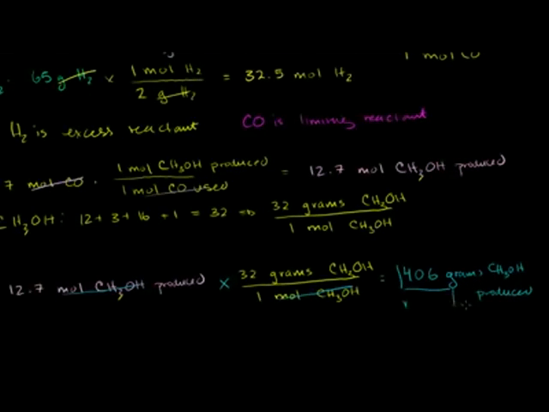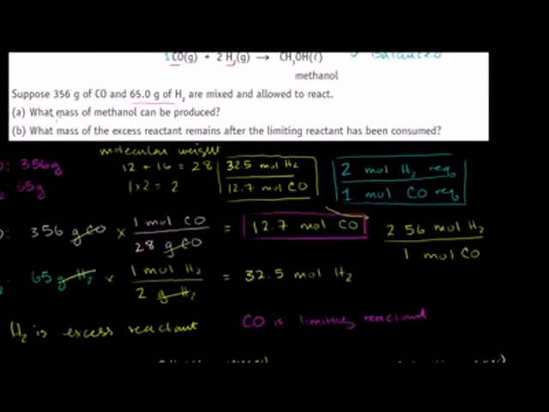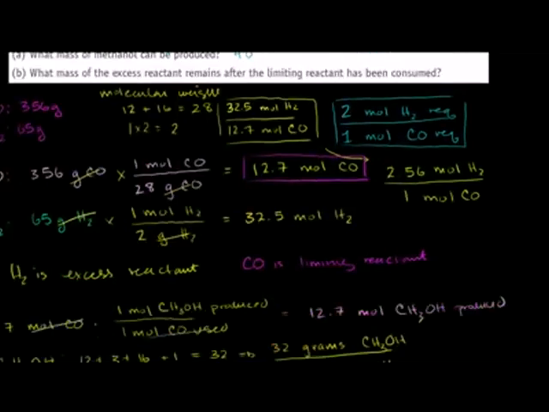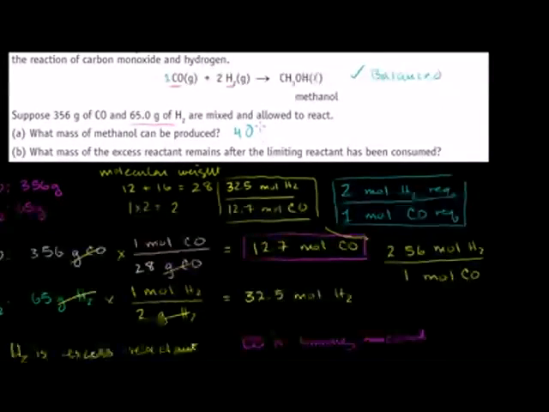So I think that was the first part of our question. How many grams of methanol? What mass of methanol? That's 406 grams. And then they ask what mass of excess reactant remains after the limiting reactant has been consumed. Now, there's a couple of ways you can do this. The easiest way to think about it is that the mass has to be conserved.